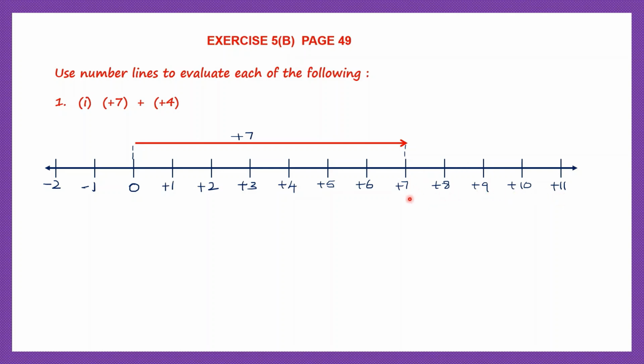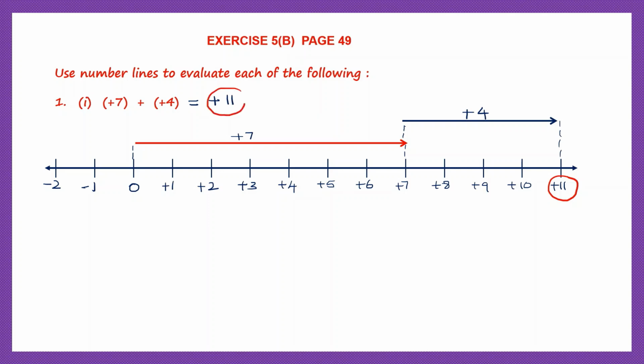So we're going to start from plus 7 and move 4 steps to the right. We're going to start from here. Let's move 4 steps to the right. So we have reached plus 11. As you can see, this is plus 4. We have added 4 and we have reached plus 11. So this is our answer. We have done addition on the number line. So let's write the answer there, plus 11, which is our final answer.